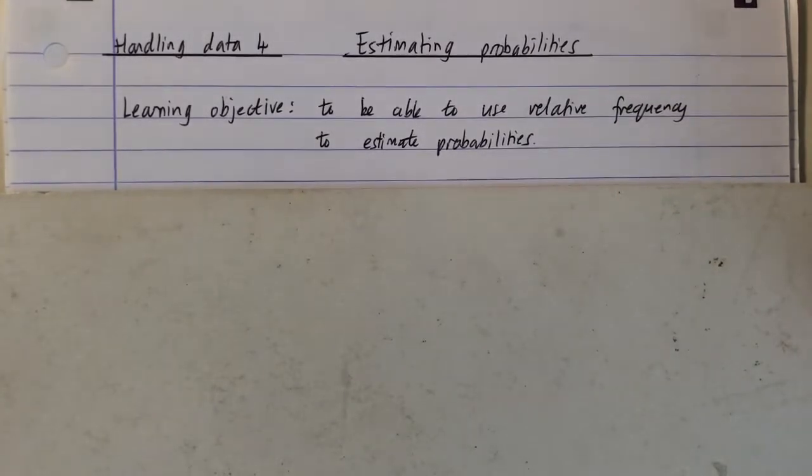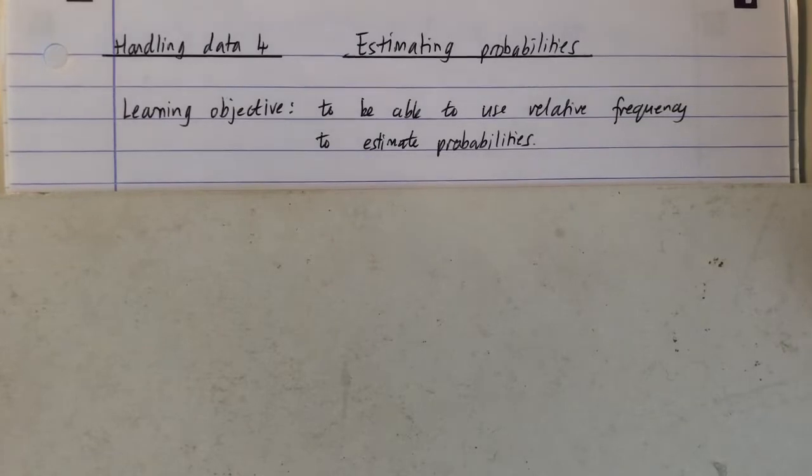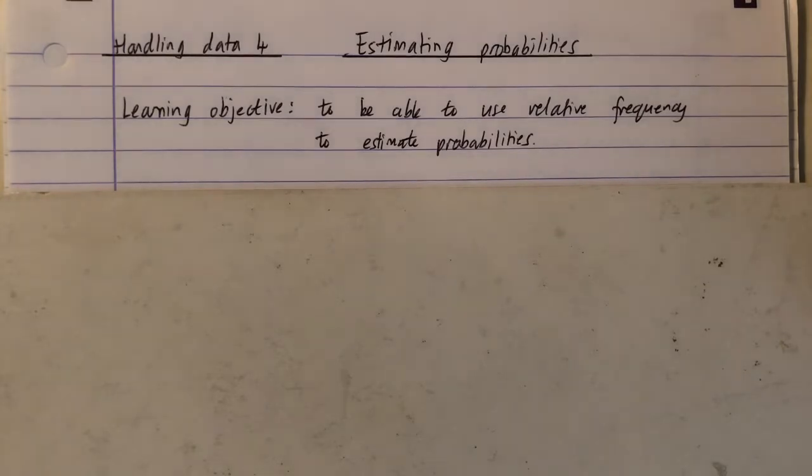Just going to finish the last chapter actually in the Year 10 textbook. It's a handling data chapter, handling data number 4. The first topic is estimating probabilities, and we have to define a new concept called relative frequency, which is used to estimate probabilities. But the good news is it is pretty obvious, so it's easy to remember.